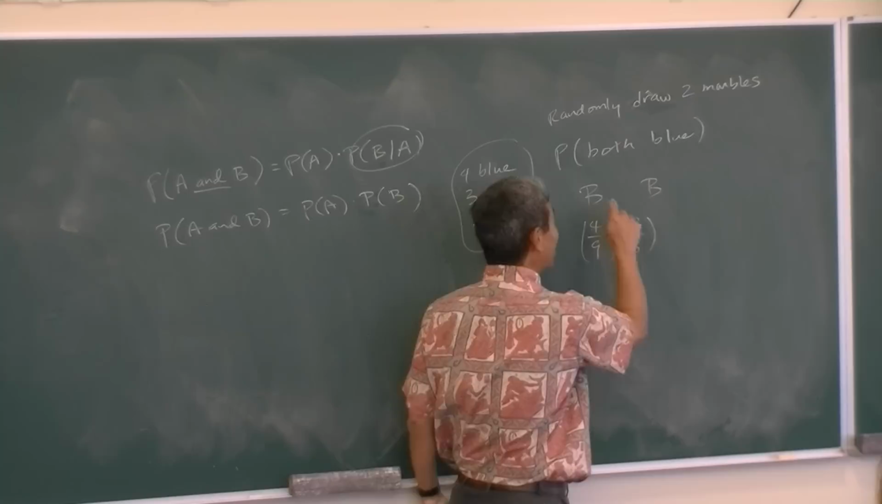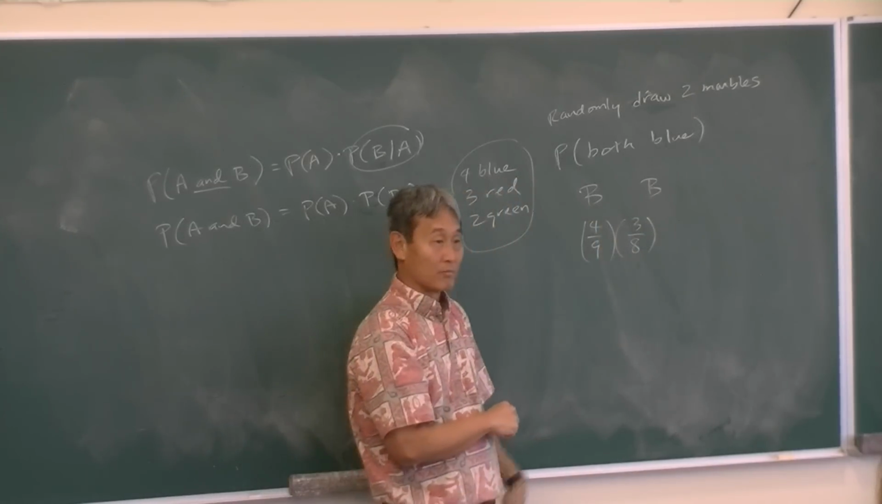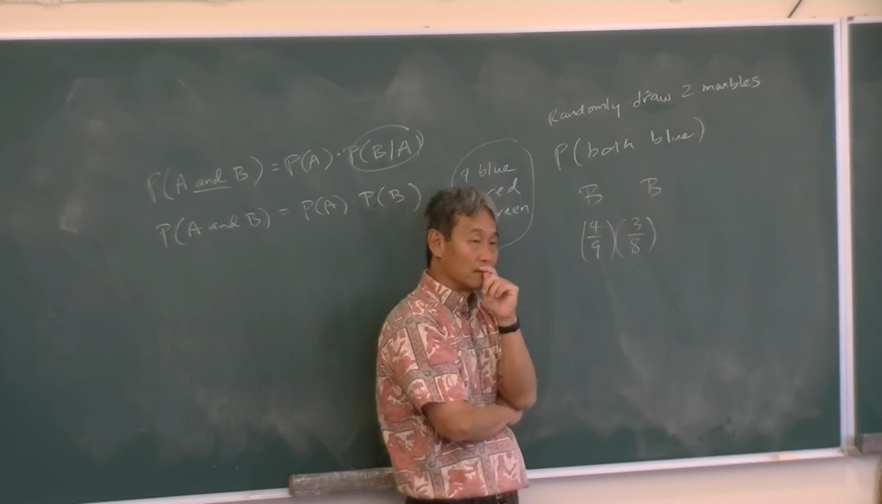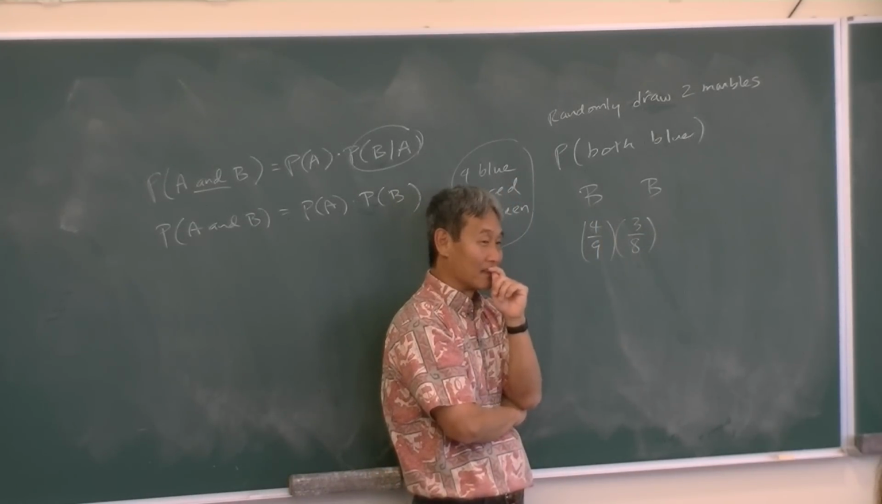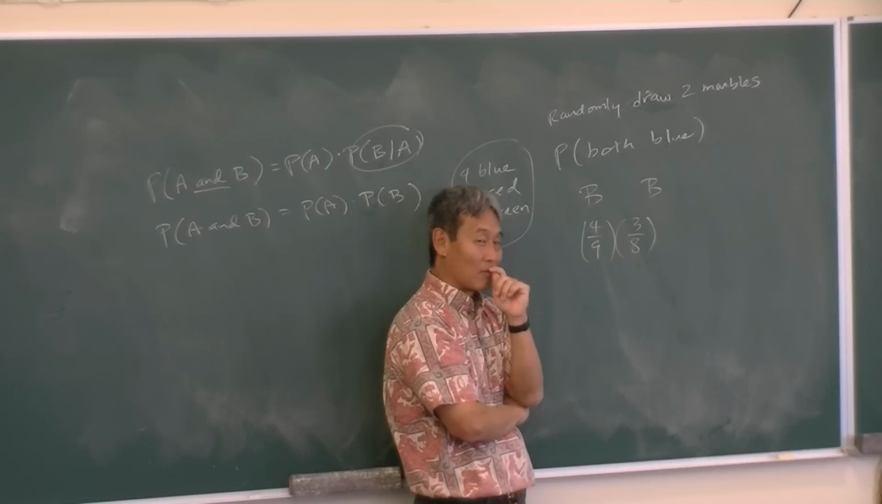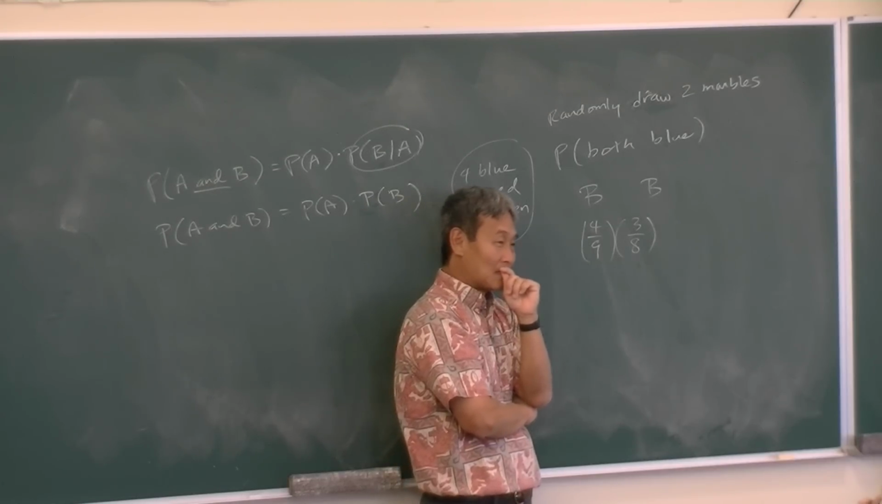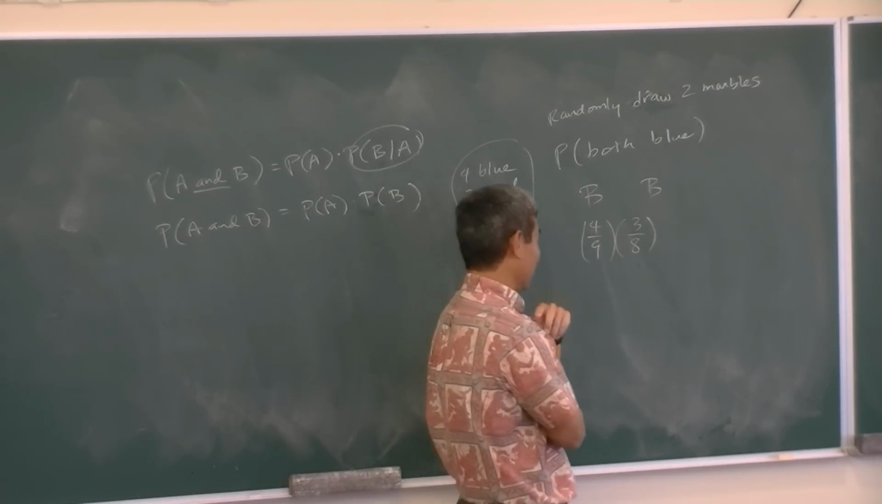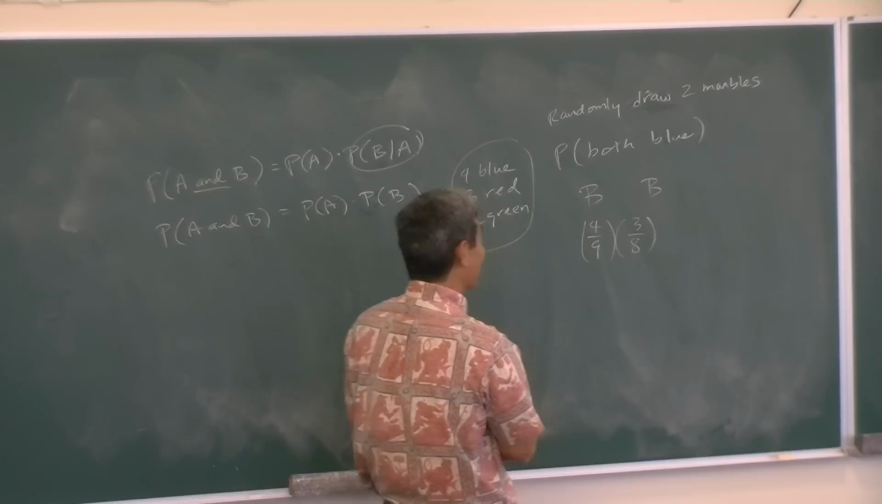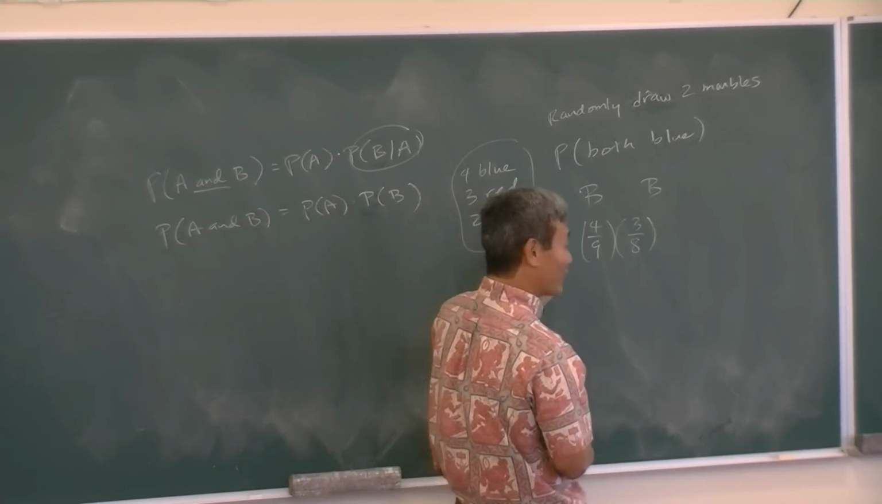Now, is that the only way you can get 2 blue marbles? Blue on the first, blue on the second? Or is there another way you can get it? Kojima said there was another way, but he couldn't figure it out. No, that's the only way you can get 2 blue marbles. Blue on the first, blue on the second.